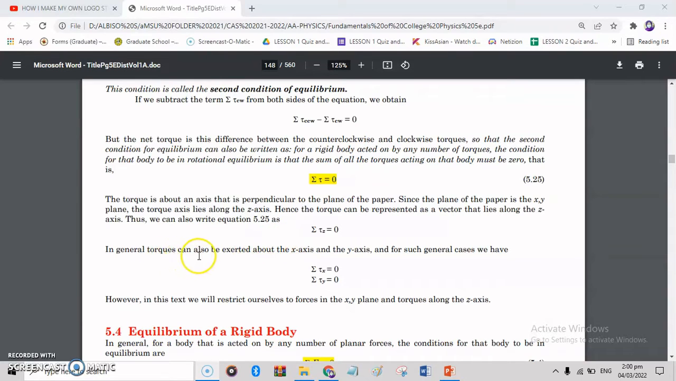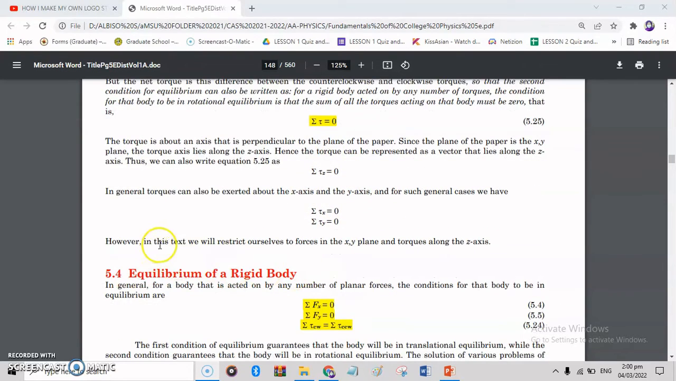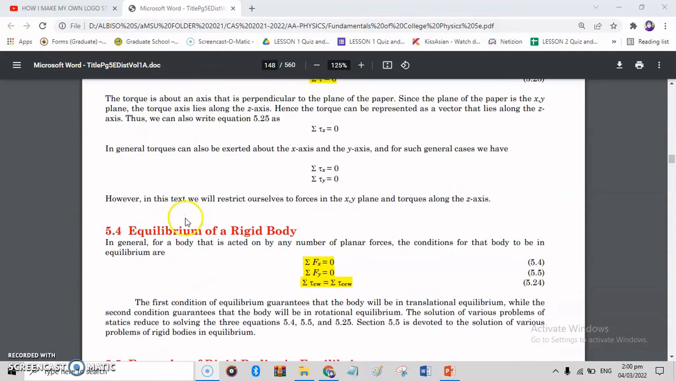So, in general, torques can also be exerted about the x-axis and y-axis. And for such general cases, we have summation of all torque in the x-axis equals 0 and summation of all torque in the y-axis equals 0. So, depende sa tatlong ito, 3 axes. However, in this text, we will restrict ourselves to the forces in the xy plane and torques along the z-axis. So, xy plane, okay, yung sinabi kanina about sa papel. So, si torque is perpendicular sa plane. So, it can be the z-axis.